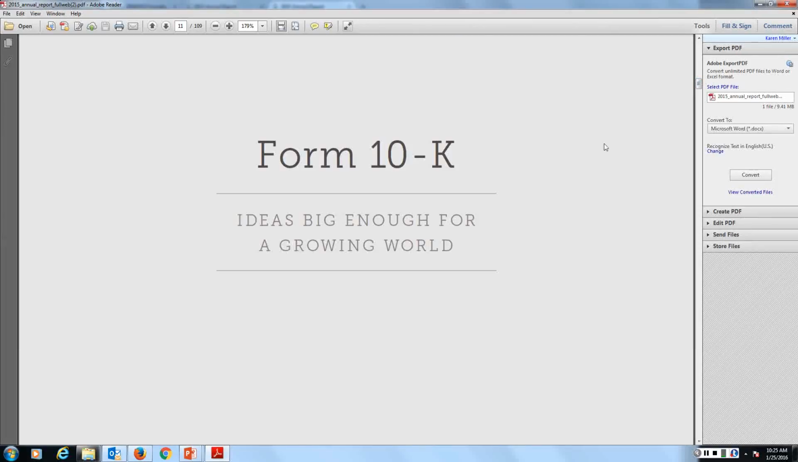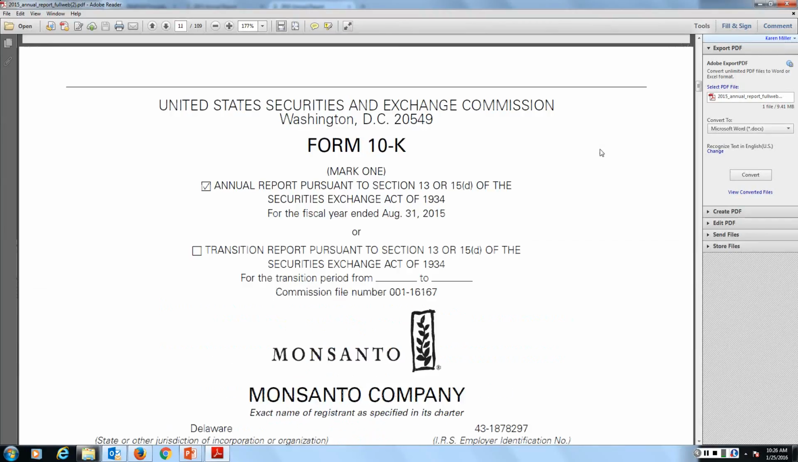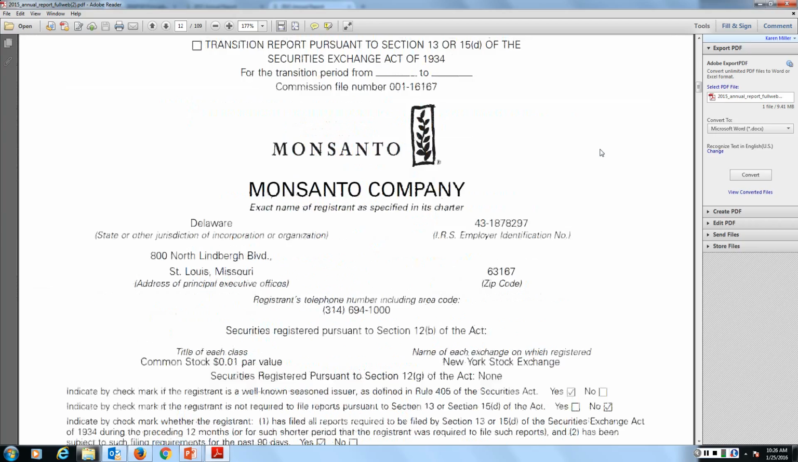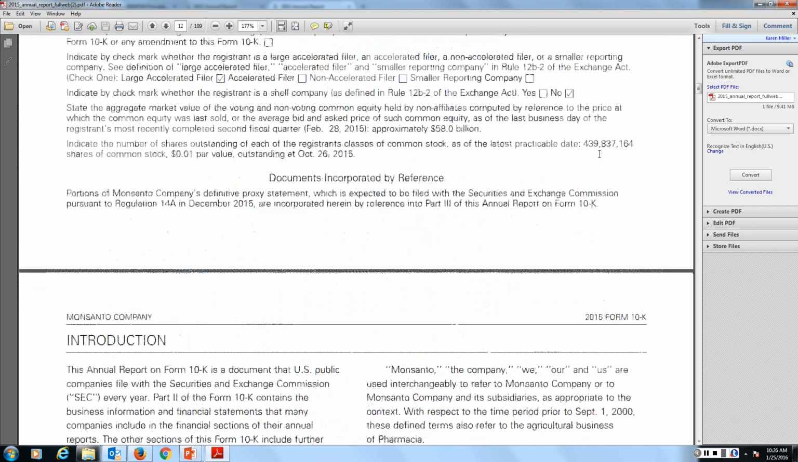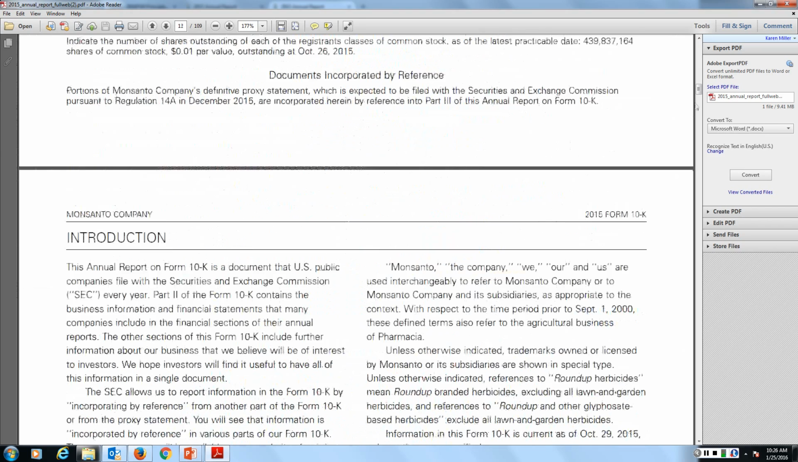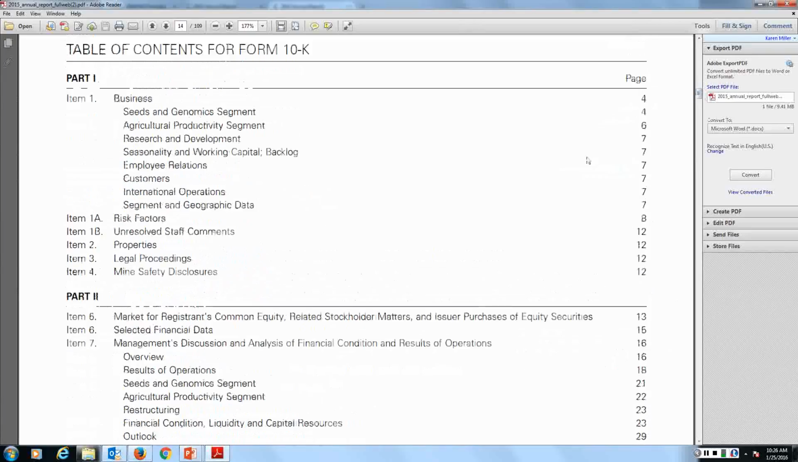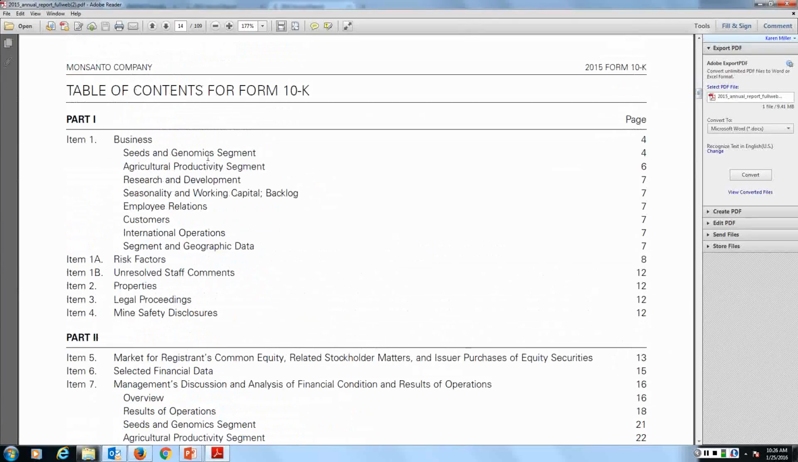sell their company. And then we get to the 10K. This is the annual report that is filed with the Securities and Exchange Commission each year. And so this 10K, the less glossy, just black and white version of this, is our financial data, provided for us here. And let's skim down to the table of contents so that you can see the 10K provides information about their business, that they're in the seed and genomics division, agricultural productivity, their research and development. It tells you about their risk factors, if they have any unresolved staff comments. So this is basic. This is all information that is required by the SEC.